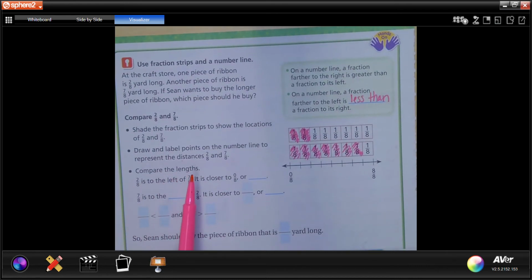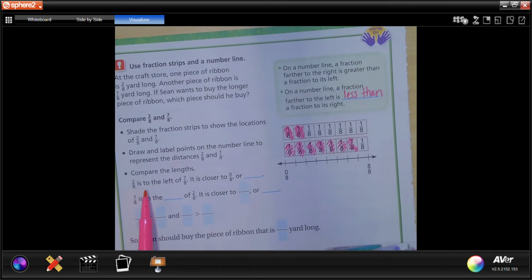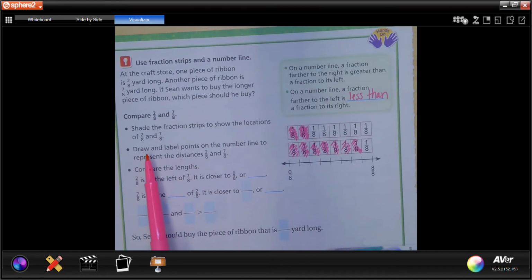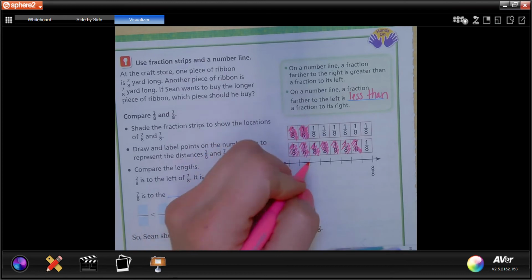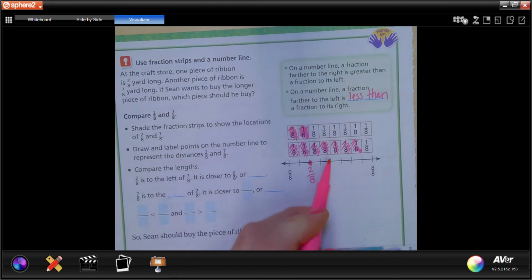Compare the lengths. Well, 2/8 is closer to the left, and 7/8 is closer to the right. So 2/8 is to the left. Oh, we forgot this step. Draw and label the points on the number line to represent the distance 2/8 and 7/8. Okay, 1/8, 2/8. 2 out of 8. 3/8, 4/8, 5/8, 6/8, 7/8.